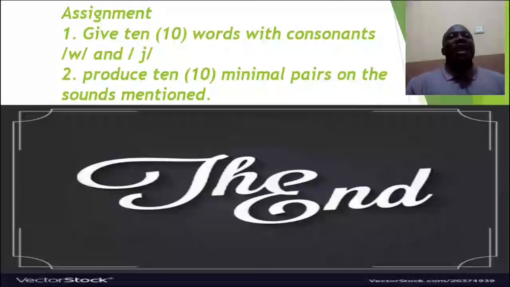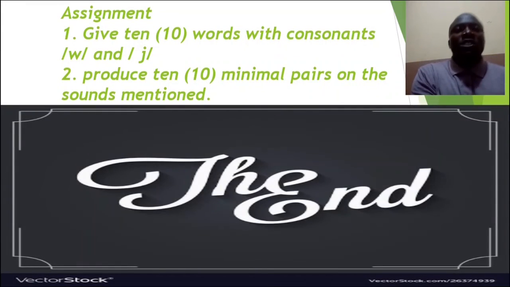Now, my assignment for you today is to give 10 words on consonants /w/ and /j/ sounds, and then produce 10 minimal pairs on the sounds mentioned. These works are very simple, so you have to do it and submit it on my Google Classroom.